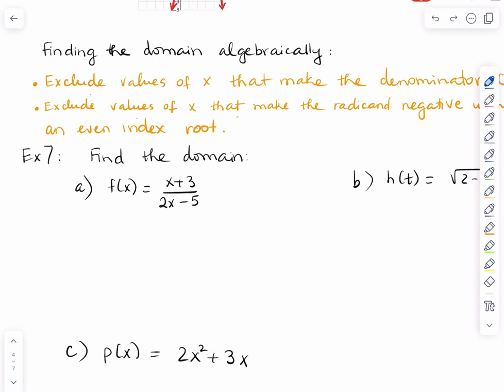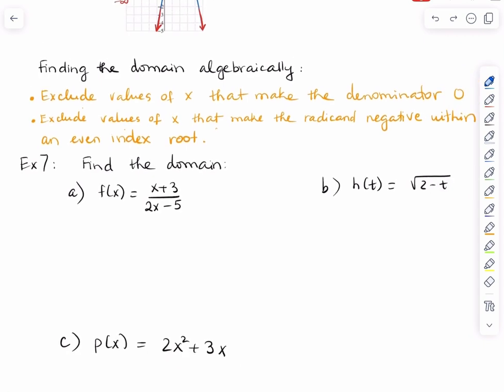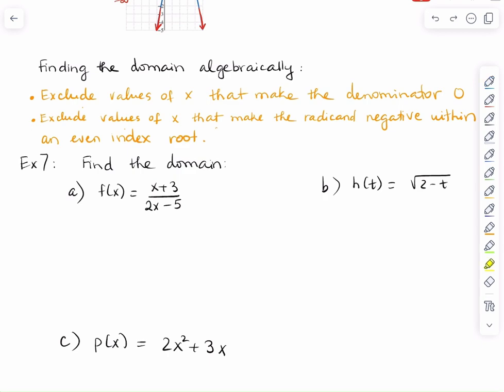Now let's see how we can find the domain algebraically. Let's say a graph is not present. How can we find it algebraically? There are 2 restrictions that you need to remember. One is we want to exclude any value of x that makes the denominator 0. We all know that in a fraction, we do not want a 0 in the denominator simply because we can't divide by 0. The second restriction is we want to exclude all values of x that make the radicand negative within an even index root.